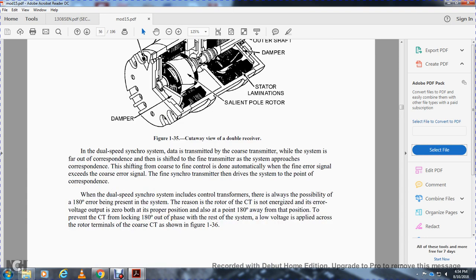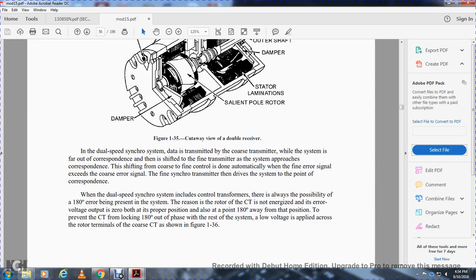In dual speed synchro systems, the data is transmitted, the coarse transmitter corresponding with the system shift of the coarse transmitter, the fine transmitter with the system approach corresponding with the shifting of the coarse. The fine control is done automatically with the fine error signal, with the fine synchro transmitter driving the system to the corresponding point.